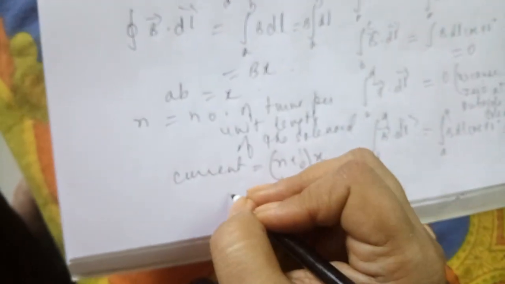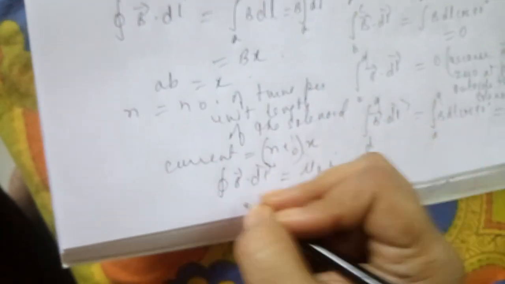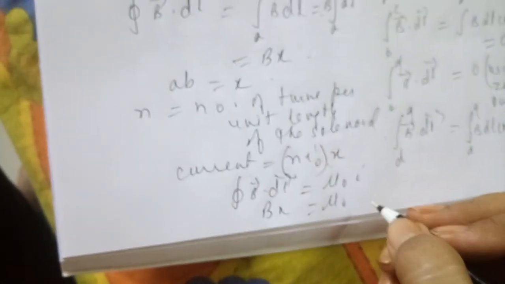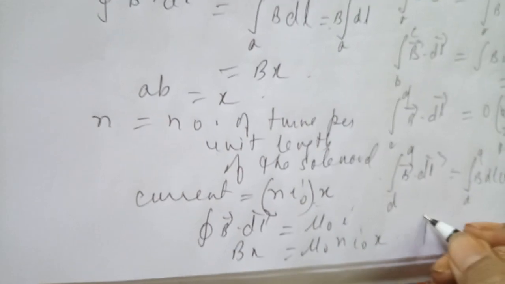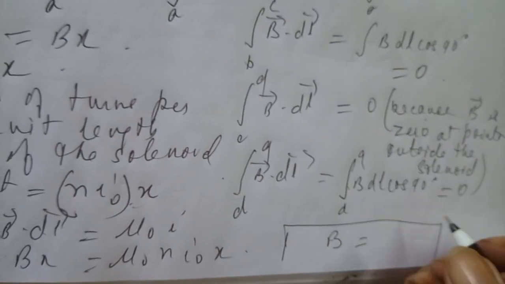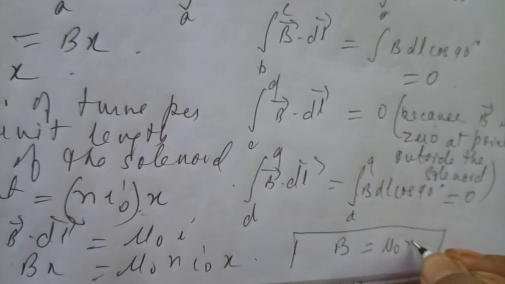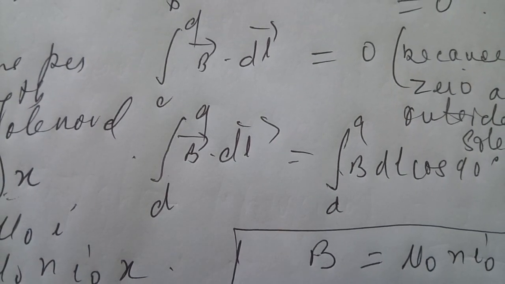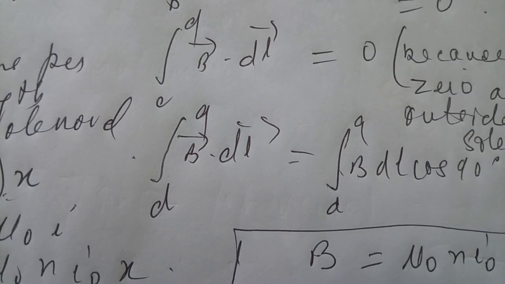We have Ampere's circuital law, B vector dot dl vector equals mu 0 I. Here, instead of the left side we write Bx, and instead of I the whole current we have got, n I naught x. So finally we get B equals mu 0 n I naught. This is the final equation. n is the number of turns per unit length and I naught is the current passing through it.